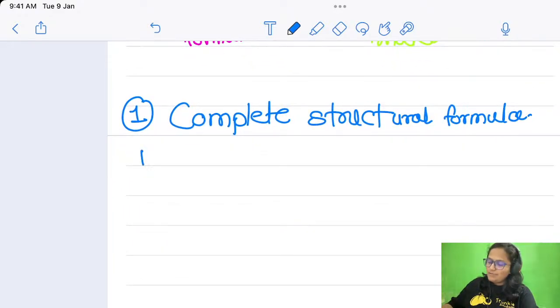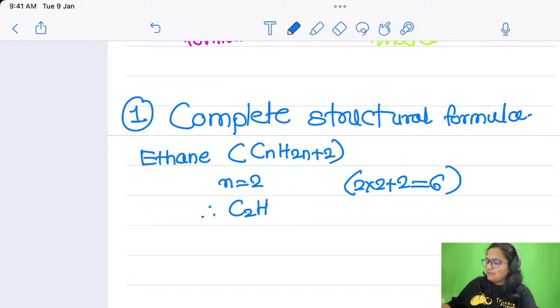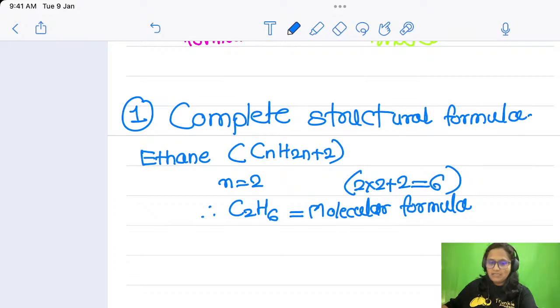Now ethane is an alkane. The general formula for alkanes is CnH2n+2. For ethane, n is equal to 2. Therefore the formula will be C2H(2n+2), that is 2 into 2 plus 2 equals 6, right? Therefore C2H6 is the molecular formula for ethane. C2H6 is the MF, molecular formula. Molecular formula gives you an idea about how many and what type of atoms are present in any molecule, right?